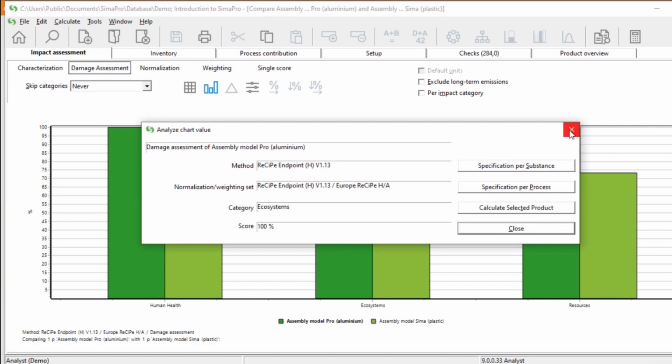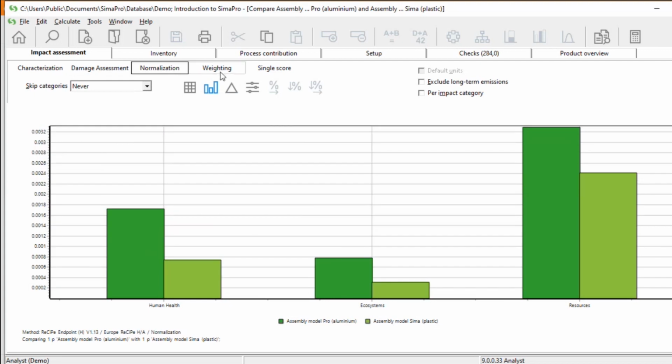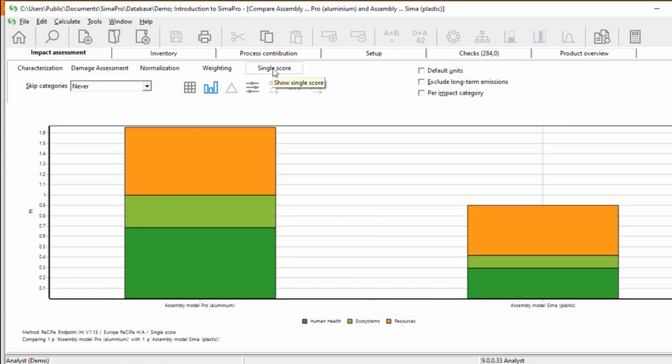Okay, and if you click, you can see the settings here, like this is the method, this is the normalization techniques, and you can go through all these things. You can play around, and resources as well. So in all three categories, aluminum has more impact compared to the plastic one. You can do the comparison, normalization, you can see the weighting, you can do the single score, and you can play around with the graphs and so on. So once you have done all those things, this is the time to analyze the results in Microsoft Word or something like that.